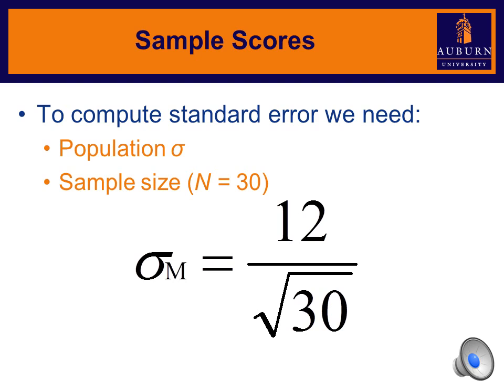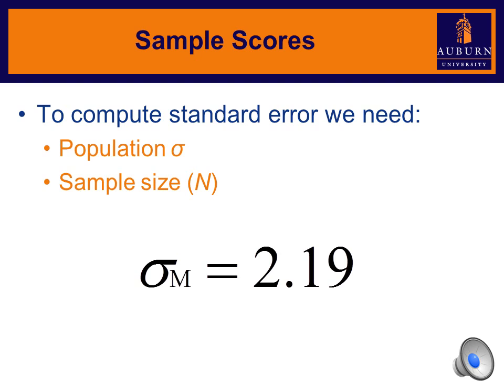So based on our Applebee's scenario, we said that the standard deviation in the population with the old training was 12. We then sampled 30 employees and gave them the new training, and so our sample size is 30 employees, and that goes in our denominator. So we'll take 12, divide by the square root of 30, and if you recall from last week, the standard error we got was 2.19.